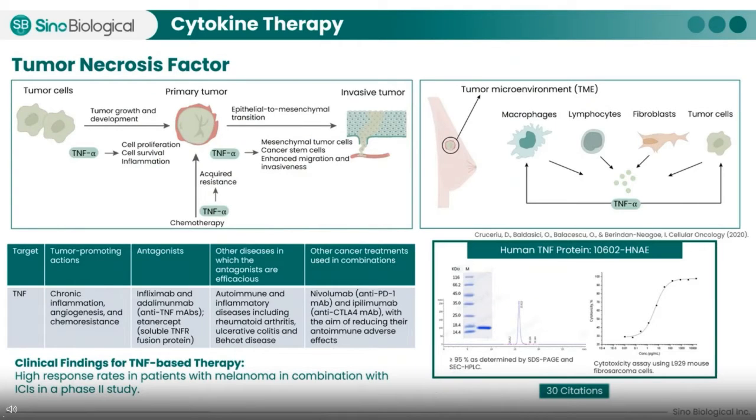So now let's start with one of the most important cytokines, tumor necrosis factor. TNF is a pro-inflammatory cytokine produced by monocytes and macrophages, as well as by many other cells, including fibroblasts and endothelial cells, in response to stress. So this is an overview of TNF-alpha relevance in breast cancer progression.